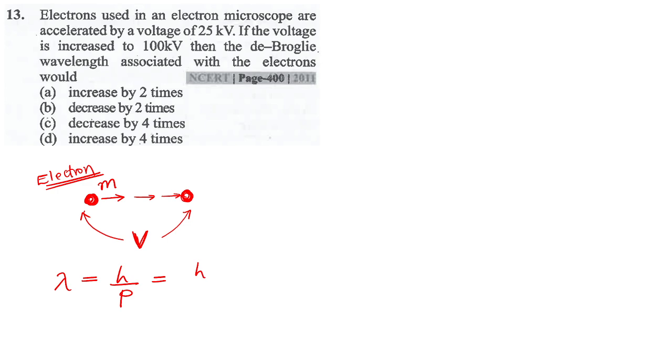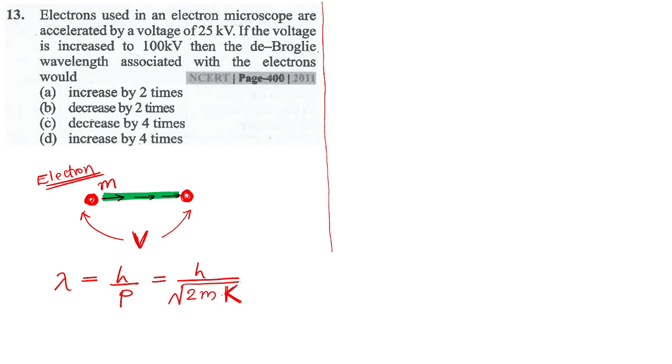So I am using another formula. Momentum is not available, so p equals root of 2m into kinetic energy. I have already explained that formula. This electron will have a certain kinetic energy, but unfortunately the kinetic energy is not given. But I can find out the energy with which the electron will be moving. That kinetic energy we can find out.